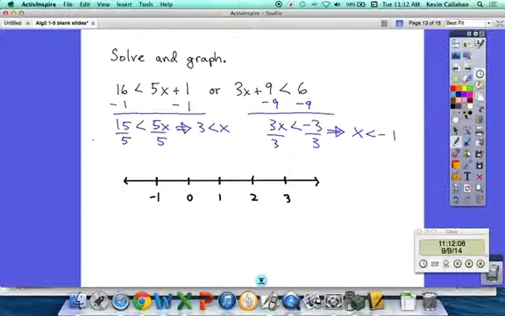So 3 is less than x. X is greater than 3. That would be open circle, shade to the right. Oops. X is less than negative 1. Open circle, shade to the left. And that is the graph. Because it's an or, you've got 2 disconnected parts of the graph. That's okay. Altogether, this area and this area make up the solution.